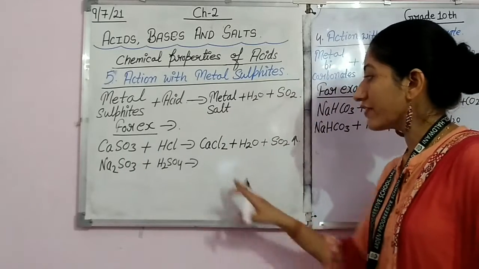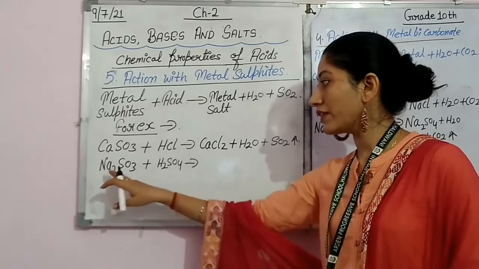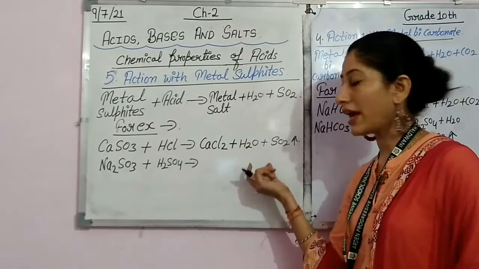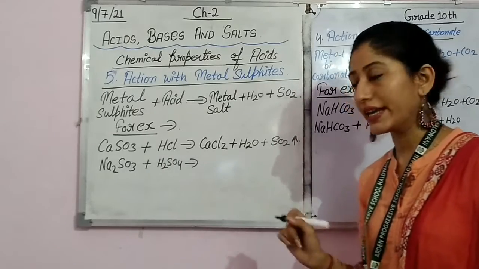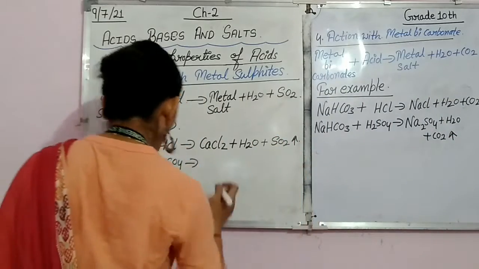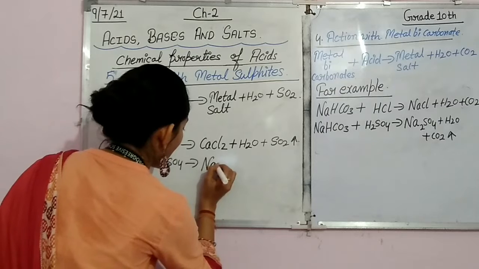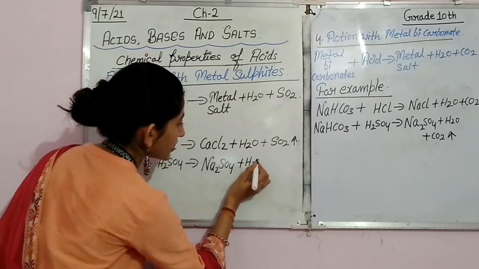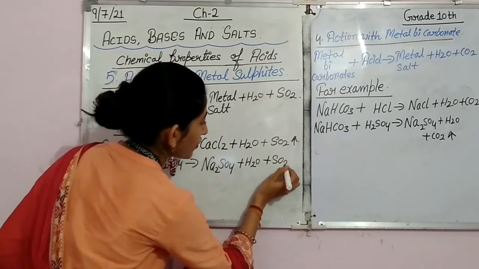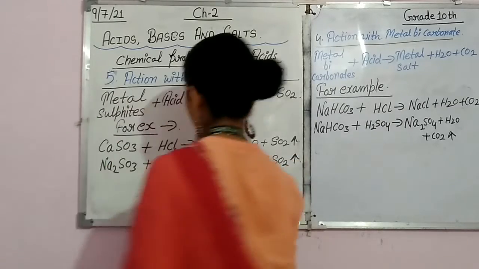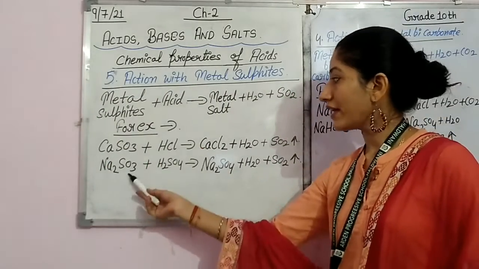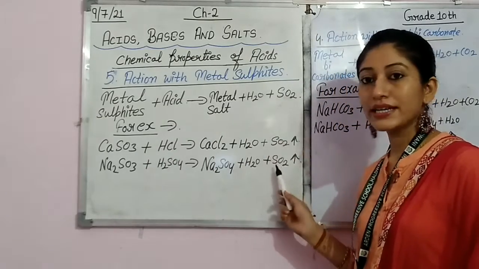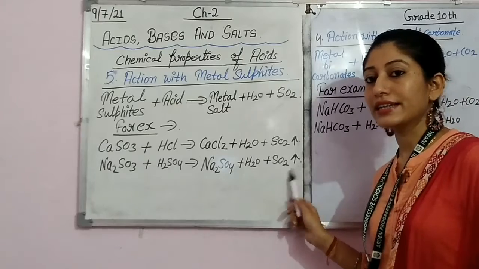We know we will get first the metal salt. So the metal salt will be Na2SO4, then H2O will form, and then sulfur dioxide gas will be released. Let's see. The product will be Na2SO4 plus water plus SO2 gas released. Okay? So metal sulfides plus acids gives metal salt plus water plus sulfur dioxide gas released.